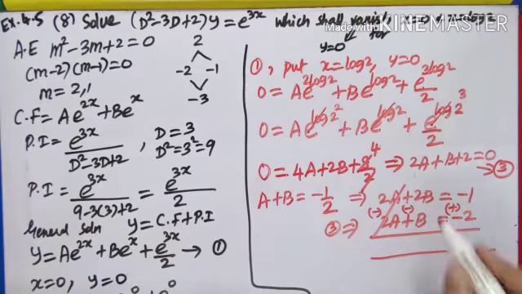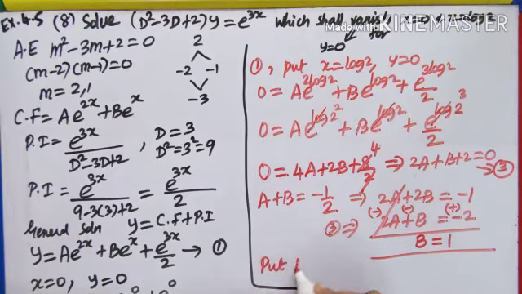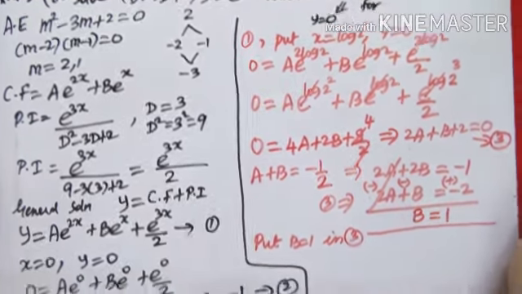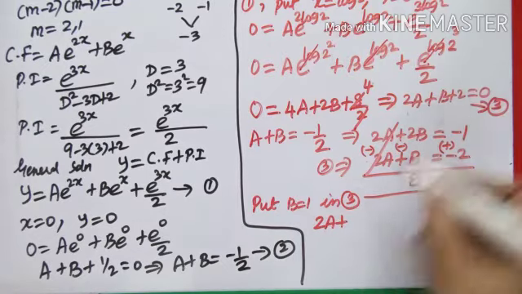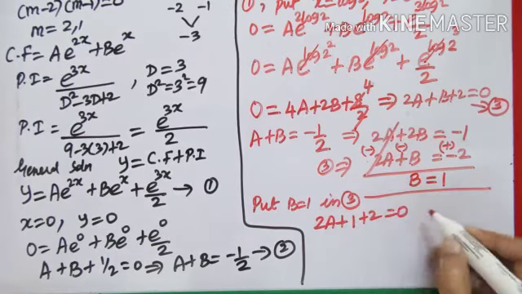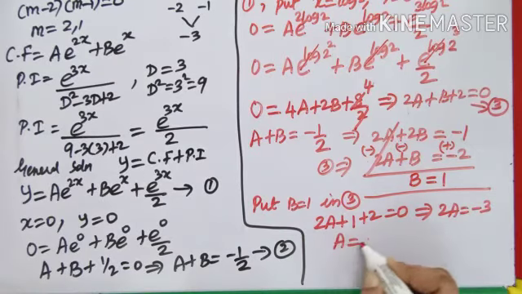2a will get cancelled. 2b minus b is b. Minus 1 plus 2 is 1. So we have found out what is b. Put it back in third equation. Put b equal to 1 in third equation. So what do I get? 2a plus b value 1 plus 2 equal to 0. Or 2a is minus 3, a equal to minus 3 by 2.